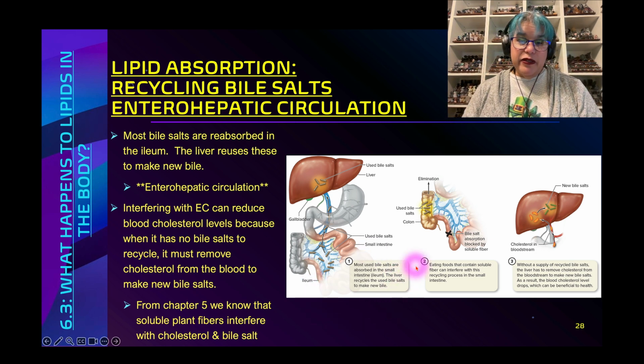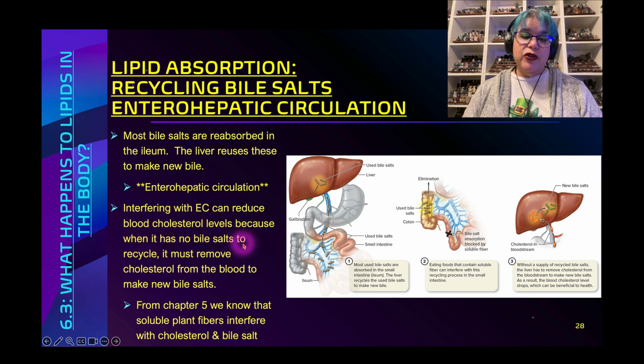So most of the bile salts are absorbed in the small intestine's ileum. The liver recycles and uses bile salts to make new bile. Eating foods that contain soluble fiber, though, can interfere with this recycling process. So, how do I interfere with enterohepatic circulation? We can reduce the blood cholesterol levels this way.